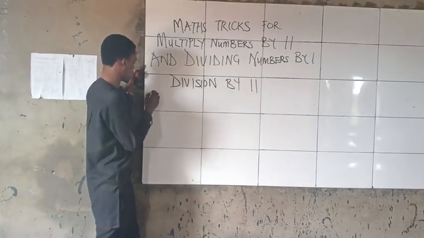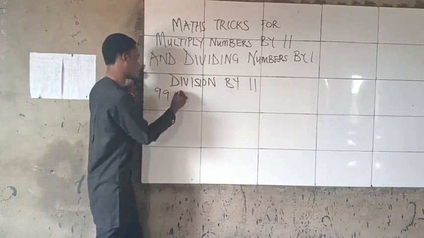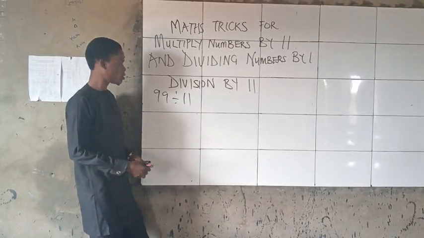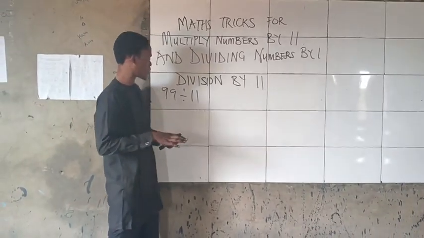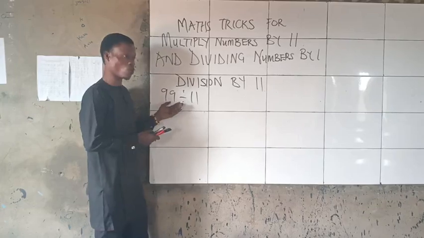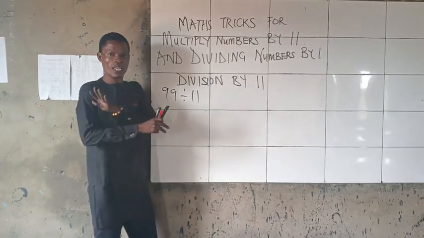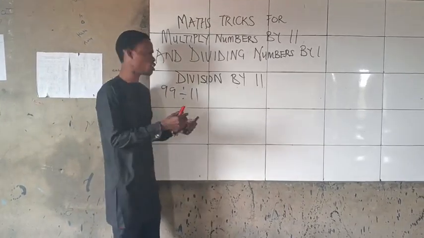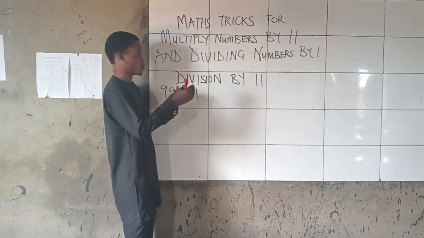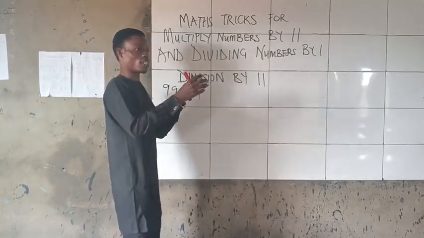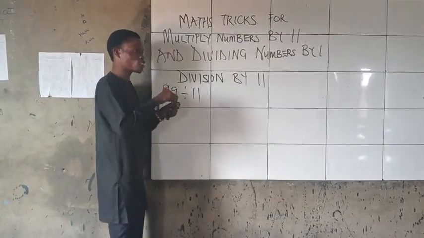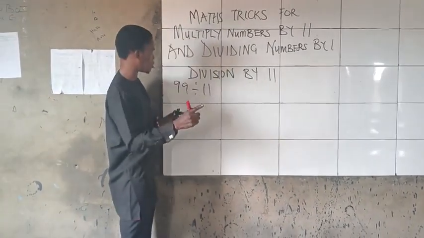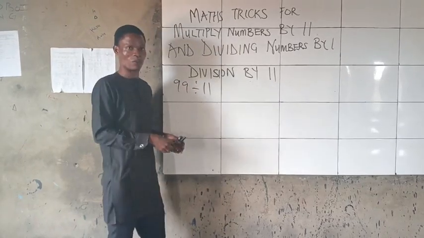What if someone gives you 99 divided by 11? This is as easy as it looks. First, if you've not checked out my video on how to know if a number is divisible by 11: for a number to be divisible by 11, add the digits in the odd places, add the digits in the even places, then subtract them. If you get either 0 or a multiple of 11, the number is divisible by 11.